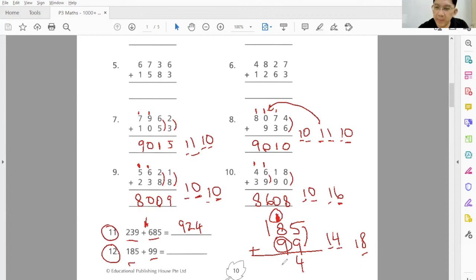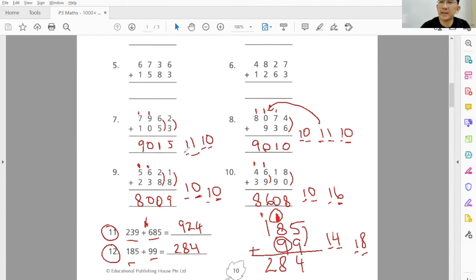The 8 we're going to put down here right at the bottom of that group. And the front digit goes to the top of the next group, which is here on top of the 1. And because below 1 there's nothing here, we are just going to do 1 plus 1. That's 2. Okay. So the answer to 185 plus 99 is 284. As simple as that.